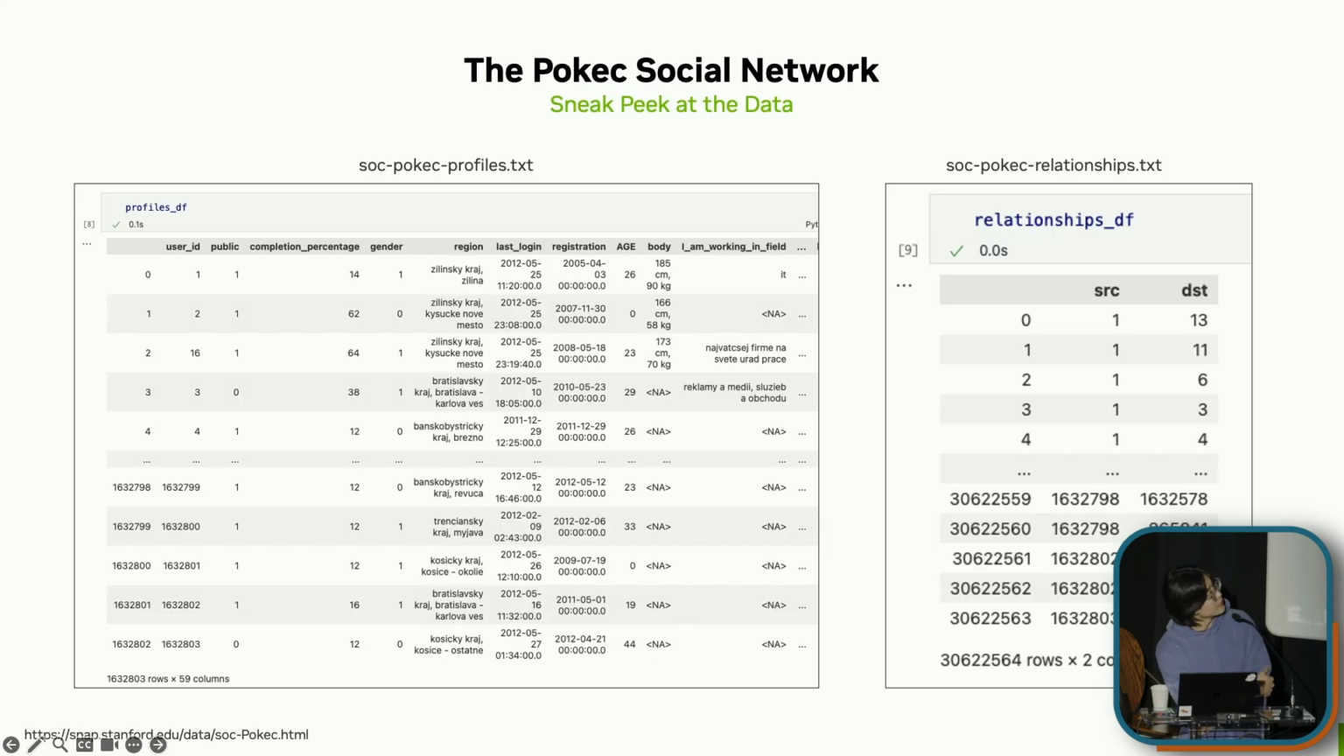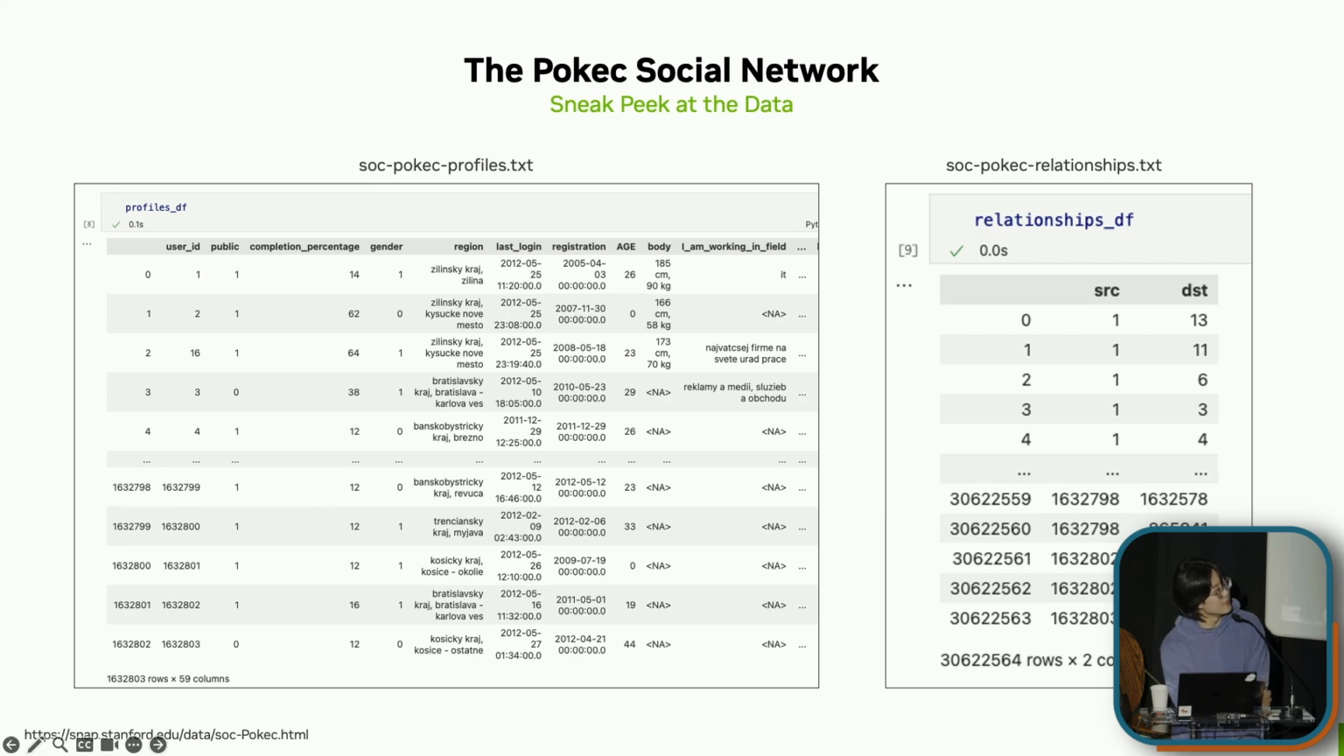So here's a quick look at the data. On my left, I have a data frame that contains information about the 1.6 million users. Each of these rows is a profile, and users filled out information on their profile, such as their age, their gender, the region that they're from, and things like hobbies, interests, although those were optional, so they're not always filled out. And on the right, we have information about the relationships.